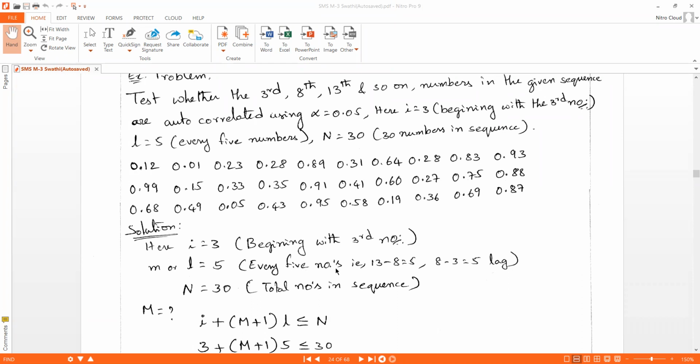Every 5 numbers means, you can see in the question they have given: test whether the third, 8th, 13th and so on numbers in the sequence are autocorrelated. Here 13 minus 8, what value do we get? 13 minus 8 is 5. 8 minus 3 is 5. So for every 5 numbers we need to check whether there is a correlation between the numbers. And in the question they have given the N value also. N value is 30.